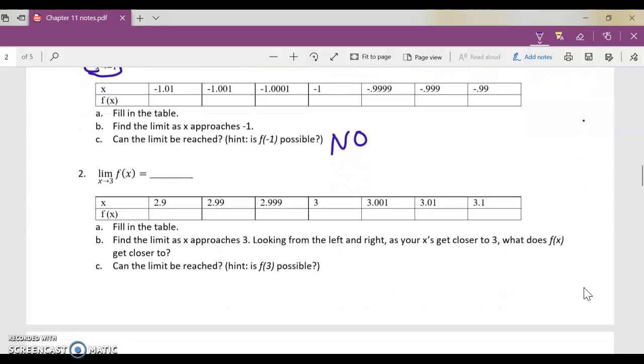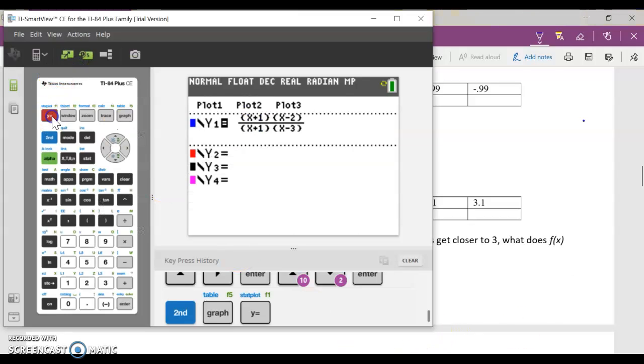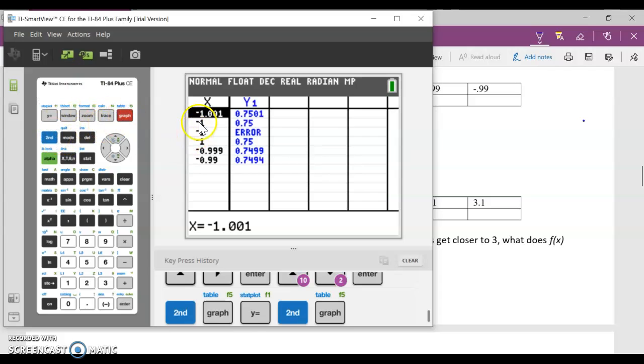We're going to do the same thing for our asymptote. Our asymptote was at x equals 3. So now we're going to fill in this table for 3 to see if we have a limit here. So my function is still the same. I don't need to change my y equals. I am going to go back to my table, and you can either type on top of these or you can delete them, whatever you prefer.